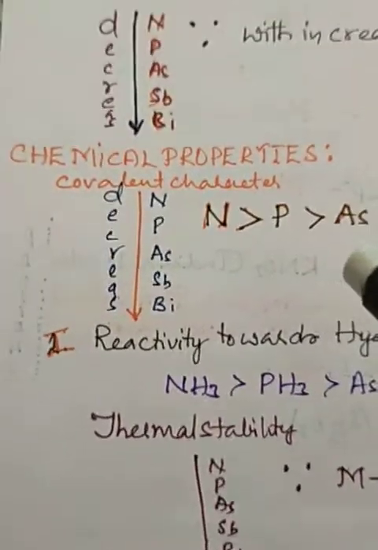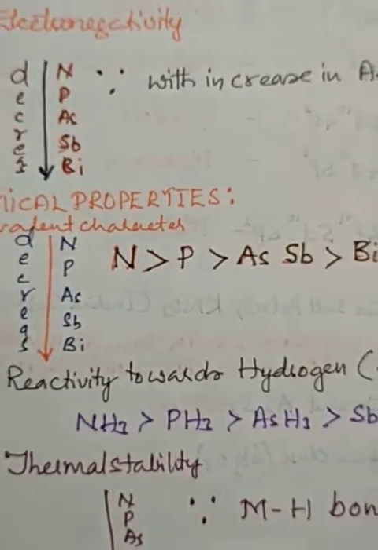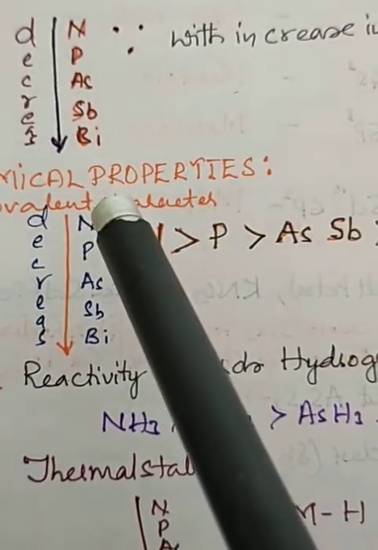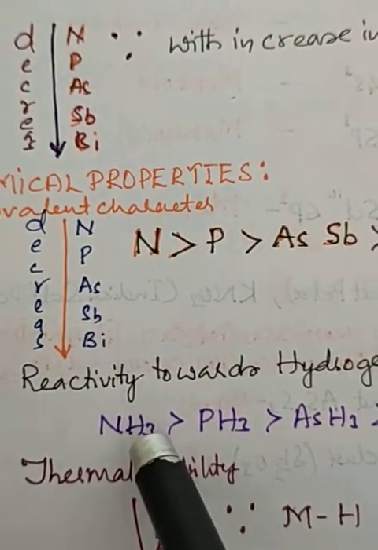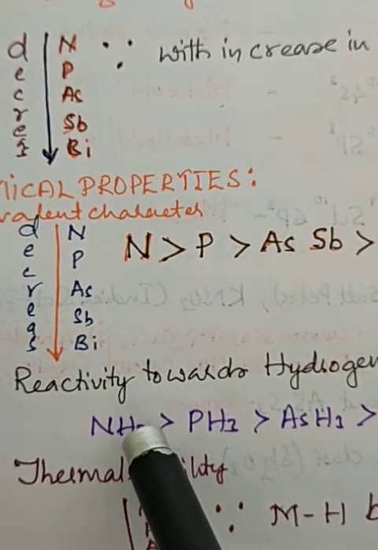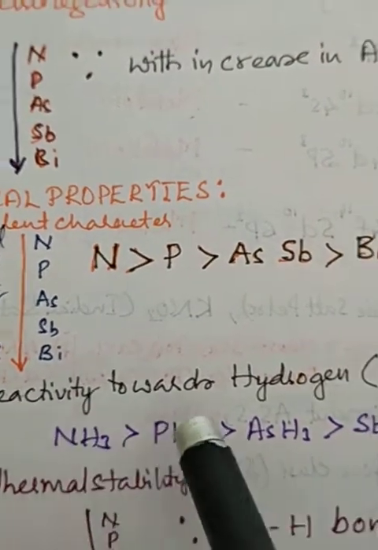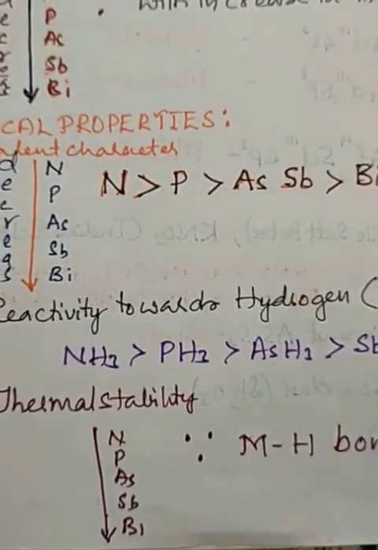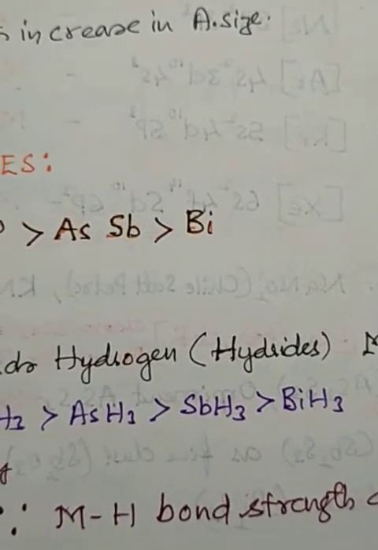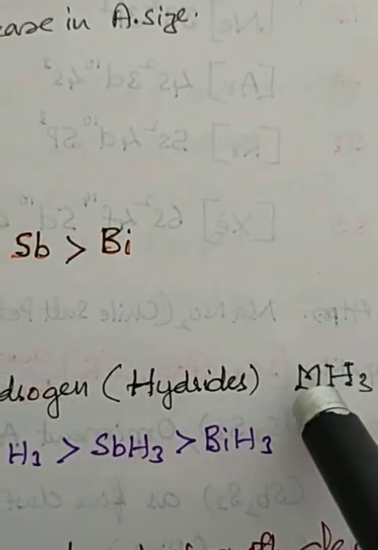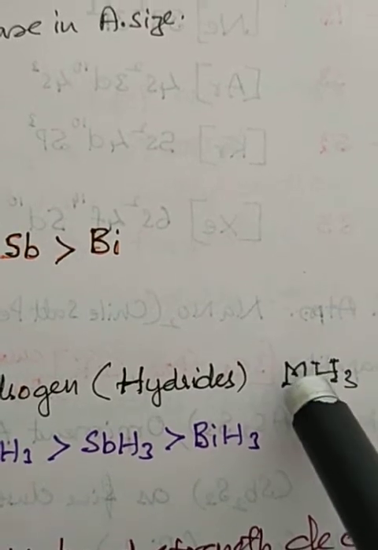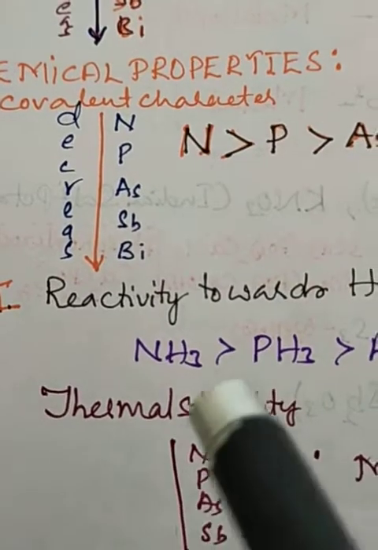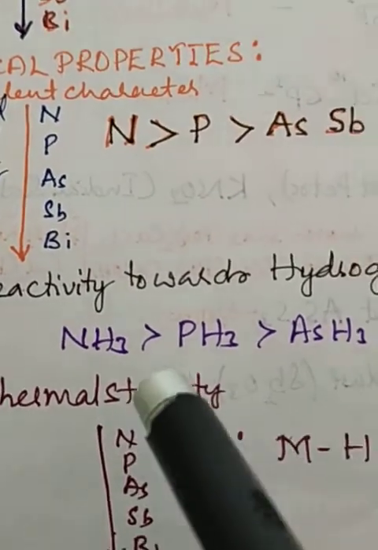Then come to the reactivity towards hydrogen. When the p-block 15th group elements react with hydrogen, they form ammonia NH3, phosphine PH3, arsine, stibine, and bismuthine. They are of the type MH3, where M is the 15th group element and then hydrogen. Then thermal stability.